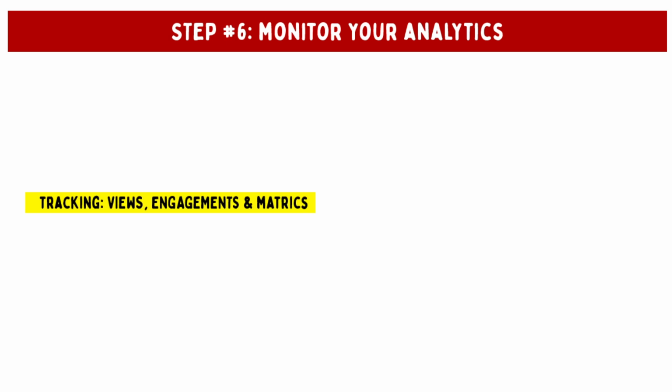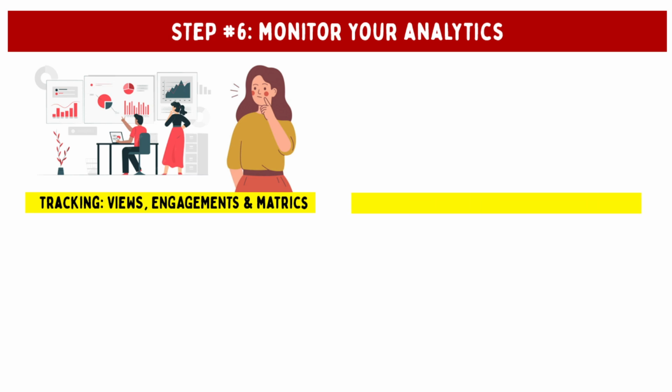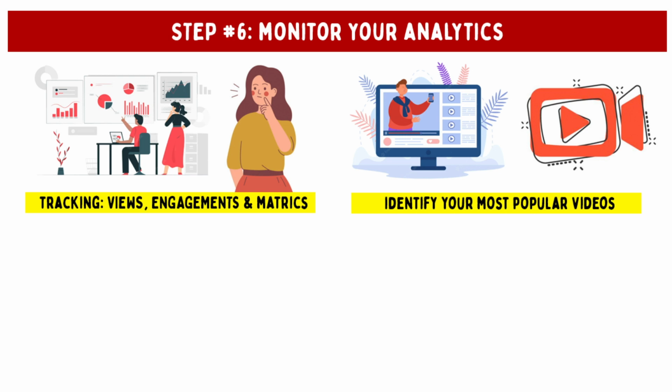Track your views, engagement, and other important metrics. This will help you understand what type of content is resonating with your audience and what type of content is not. Identify your most popular videos. Look at which videos are getting the most views and engagement. This will give you an idea of what type of content your audience likes and what type of content you should create more of.